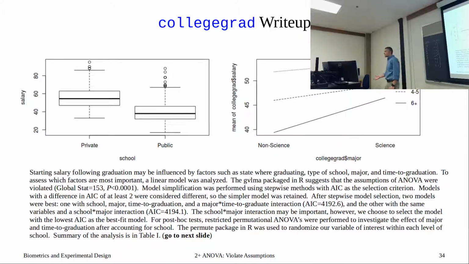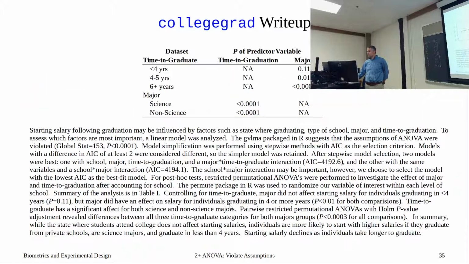We want to tell the reader what these simplest models look like and what their AICs were, so that the reader themselves can assess whether this difference is really significant. I do say school by major interaction may be important. However, we chose the model with the lowest AIC as the best fit model. Sufficient explanation, right? For post hoc tests, restricted permutational ANOVAs were performed to investigate the effect of major and time to graduation after accounting for school. The permute package in R was used to randomize our variable of interest within each level of school. A summary of the analysis is in Table 1.